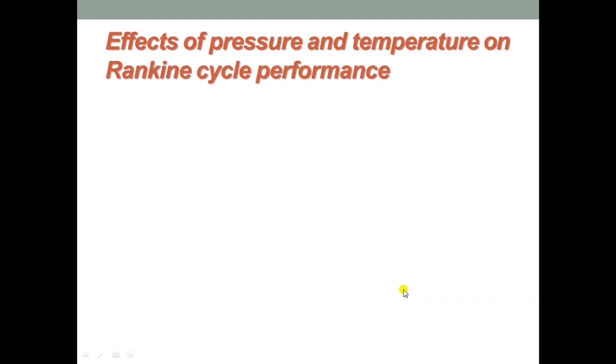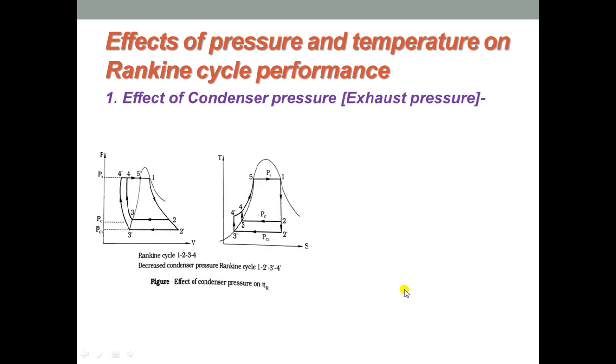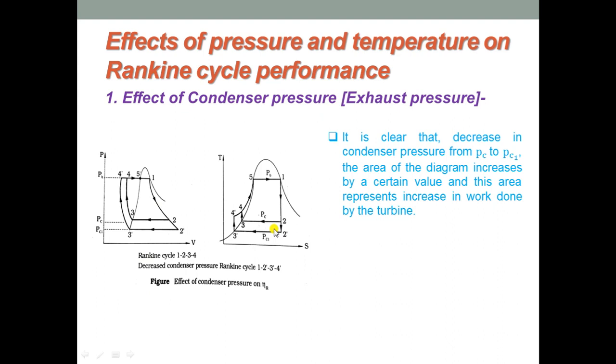So, next we see the effect of pressure and temperature on Rankine cycle performance. So, the first case here is effect of condenser pressure. You can also name this one as exhaust pressure. So, condenser pressure can also be called as exhaust pressure. So, from TS and PV diagram it is clear that decrease in condenser pressure from PC to PC1, you can notice in here, this is PC1 initial. So, we are going to reduce the condenser pressure and we are going to discuss what is the effect we will come across in a Rankine cycle. So, initially the condenser pressure is PC, now we are going to reduce this condenser pressure to PC1.